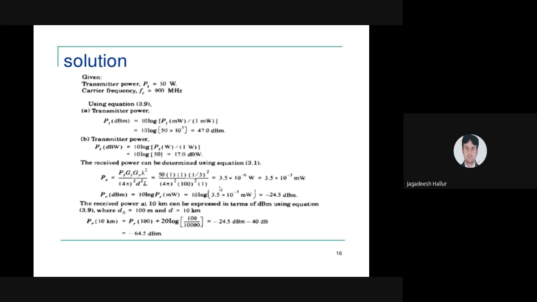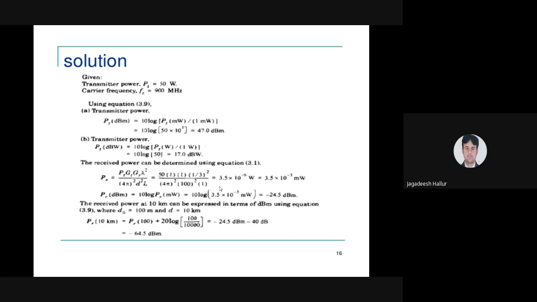I have given the second equation, that is 10 log of Pt in watt divided by 1 watt, that is 10 log of 50. It becomes 17 dBW. So we have calculated all the parameters he has asked in the example. You have calculated the total received power, that is PR, the transmitter power with respect to milli, and the transmitter power with respect to watt.